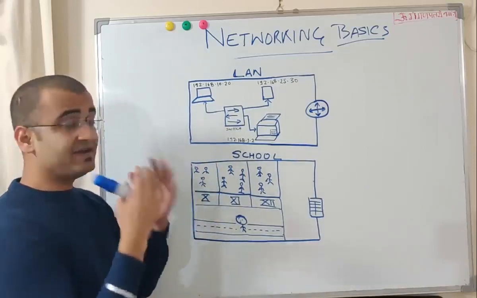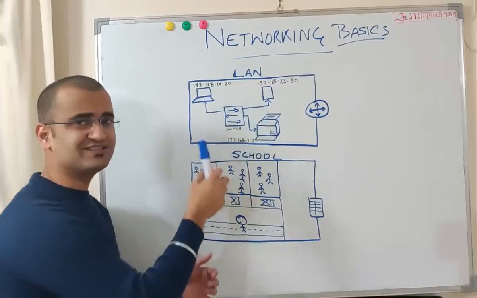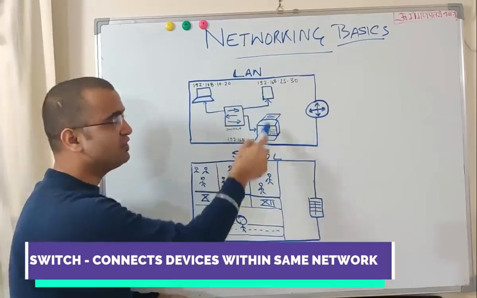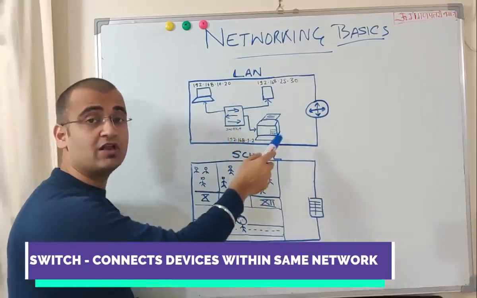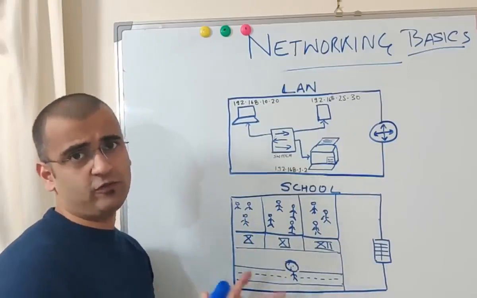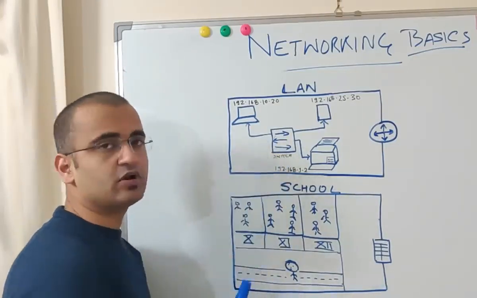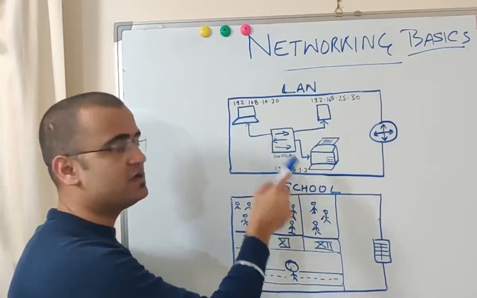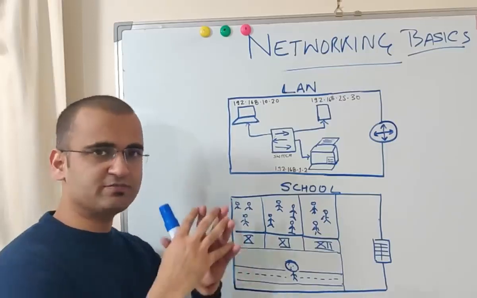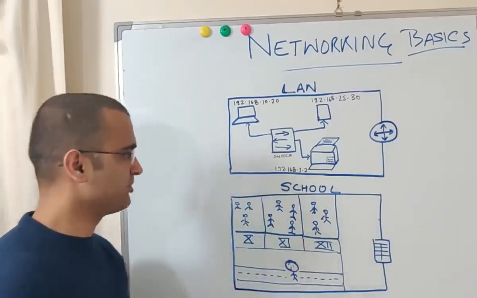Moving on, the next concept is a switch. What is a switch? A switch is a device which sits within your local area network and helps you talk to various devices within your local area network range. Suppose if you want to print a copy of your file from a printer, then you can simply send your request and the switch will identify that okay, this request needs to go to this particular IP address. So a switch specifically works within a closed range of a local area network.